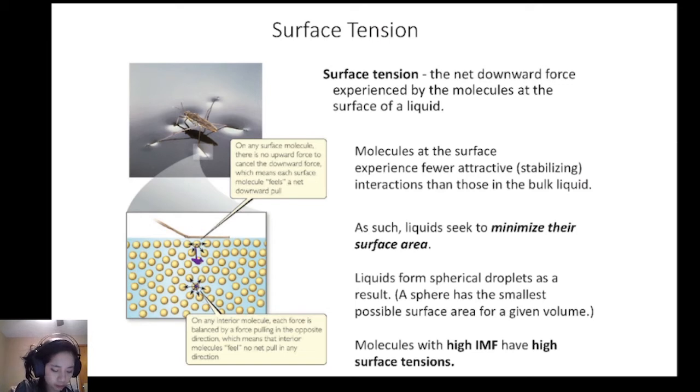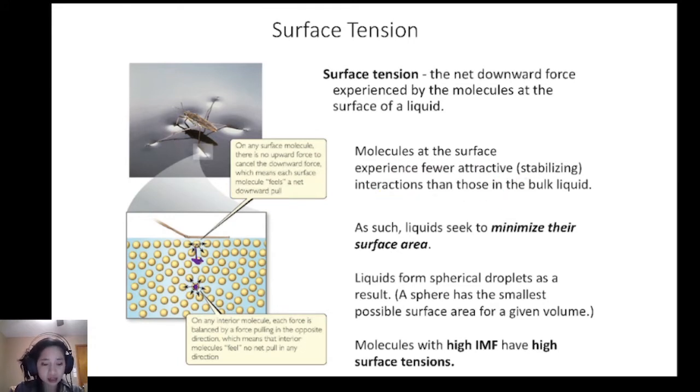Versus if you look at this molecule, there's another molecule, a neighboring molecule, and intermolecular forces all around it. So all of those net attractions cancel out, right? And so, what else does this say? The molecule at the surface experiences fewer attractive interactions than those in the bulk.